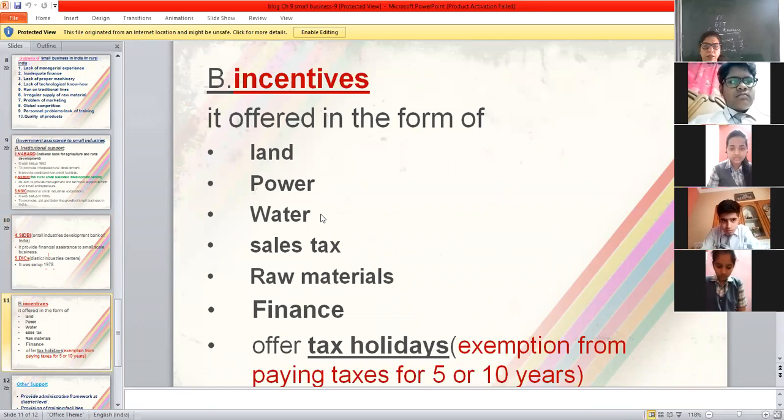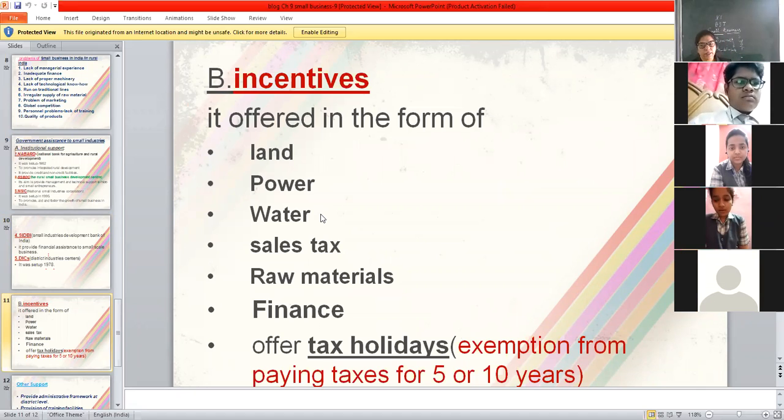Then incentives. See, in India, the government is providing incentives to small businesses also, like land at concessional rate, power, water at concessional rates. The government charges less if you set up a small business. Sales tax replaced by GST. The government is giving help in providing assistance.